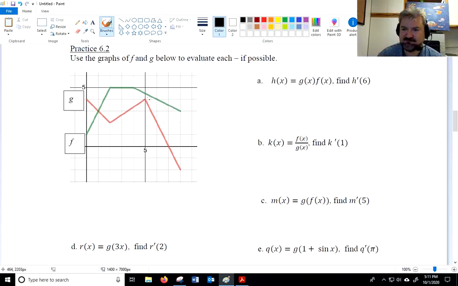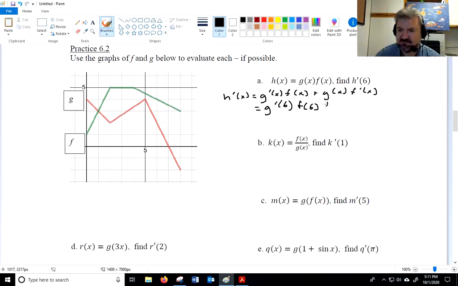All right, let's see how you did. So h of x is g of x times f of x. Then h prime of x would be g prime of x times f of x plus g of x times f prime of x. So it's g prime of 6 times f of 6 plus g of 6 times f prime of 6. Now f is green, g is red. Oh, I should have made g green. That would have been easier, right? Green for g. So g prime at 6.